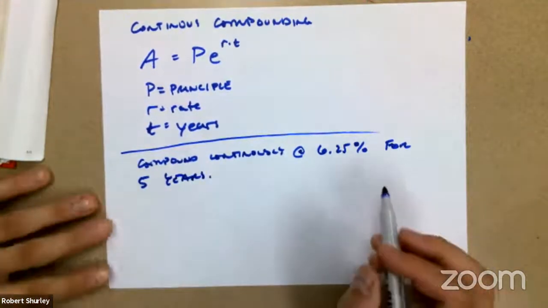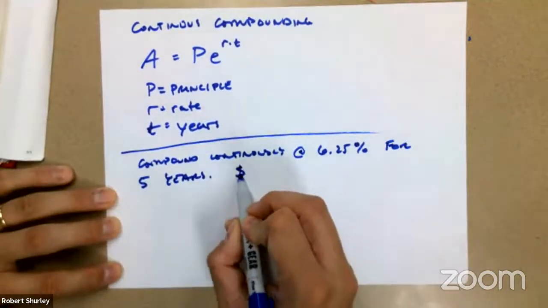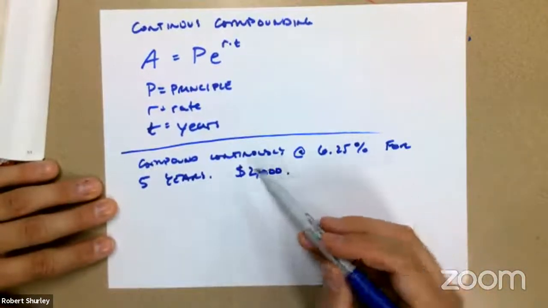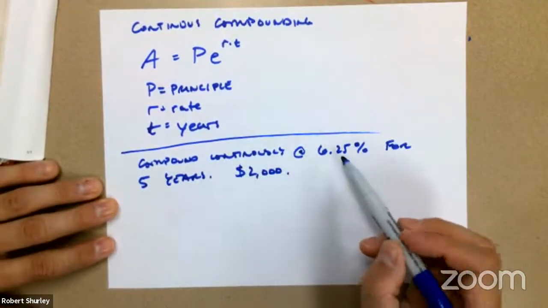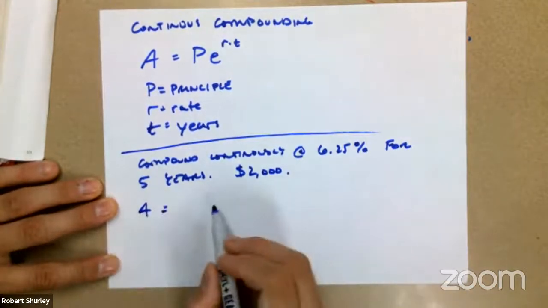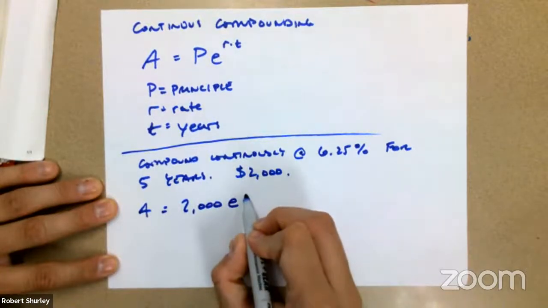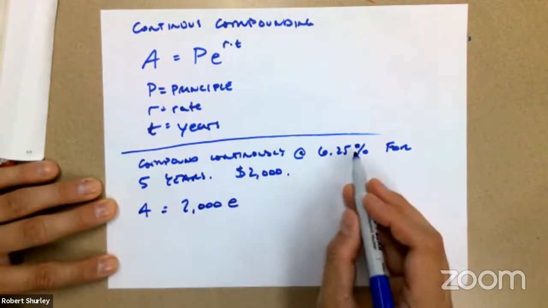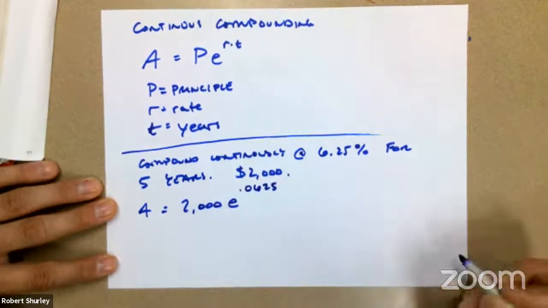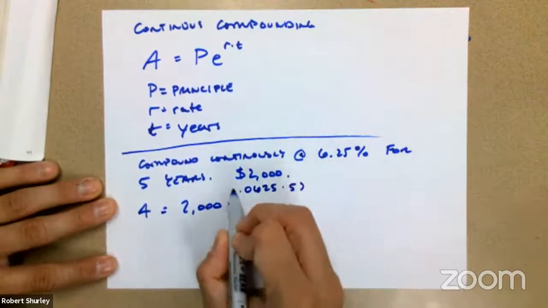And you're like, you know what? Let's not do this $5,000. We've done that one already. Let's say $2,000. We got this $2,000, and you want to see how much you've got after it's compounding continuously at 6.25% for 5 years. So A equals 2,000 times E, and we're going to raise it to 6.25%. That's 0.0625. You still have to write it as the decimal, times 5.